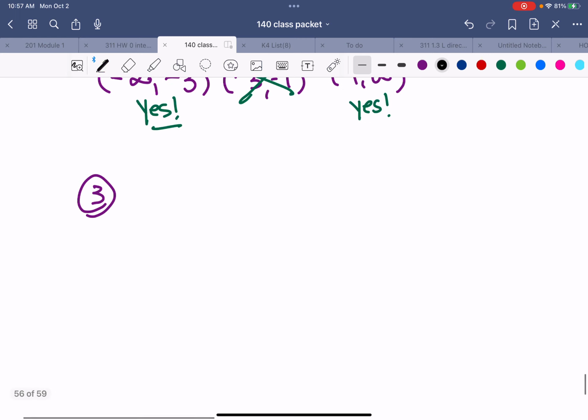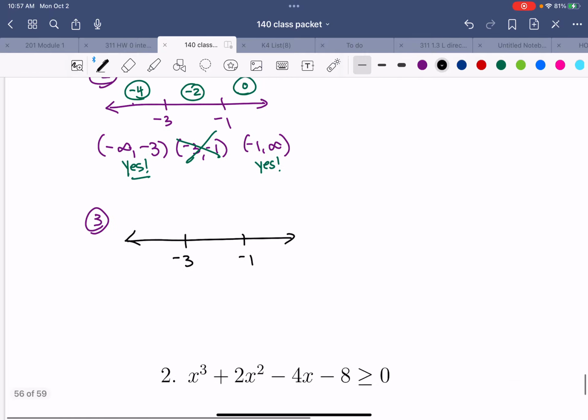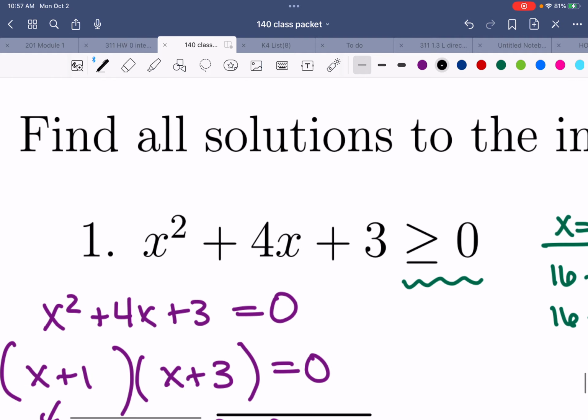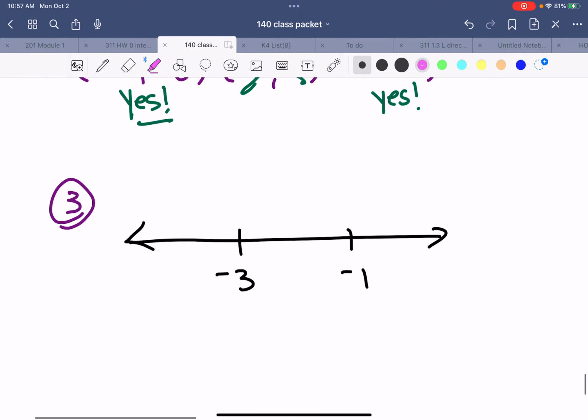I'm going to draw it using a number line first. So we've got our -3 and our -1. Now I'm going to go all the way back to my inequality. And notice here that my inequality is greater than or equal to. The or equal to means that I'm going to include my endpoints. So I want closed circles at my endpoints.